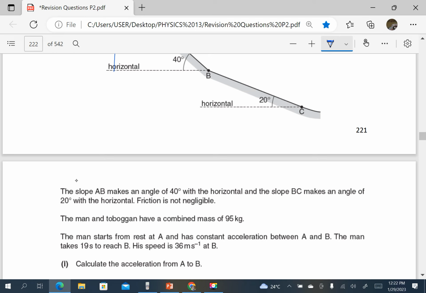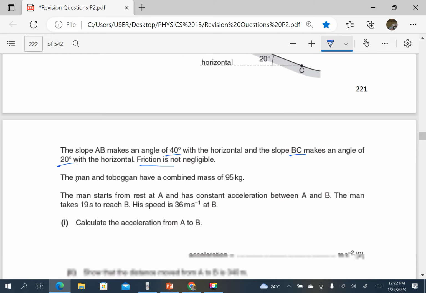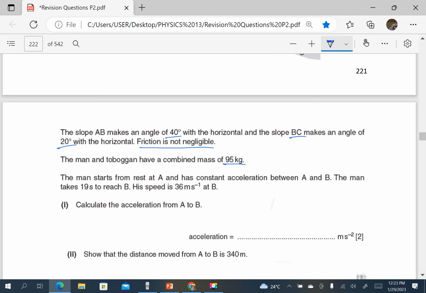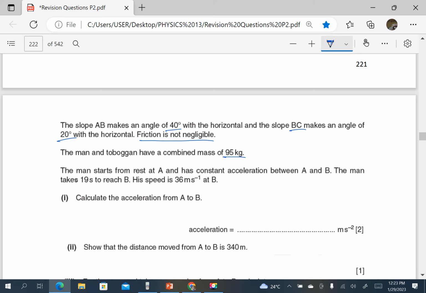So the slope AB makes an angle of 40 degrees with the horizontal, and the slope BC makes an angle of 20 degrees with the horizontal. Friction is not negligible. That means there is friction here. The man and the toboggan have a combined mass of 95 kilograms. The man starts from rest at A and has a constant acceleration between A and B. The man takes 19 seconds to reach B. His speed is 36 meters per second at B.